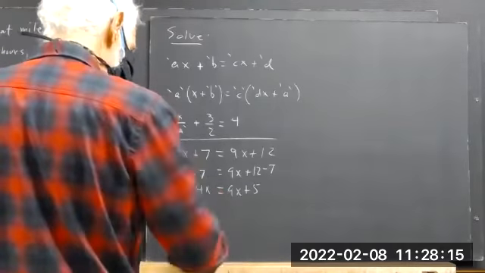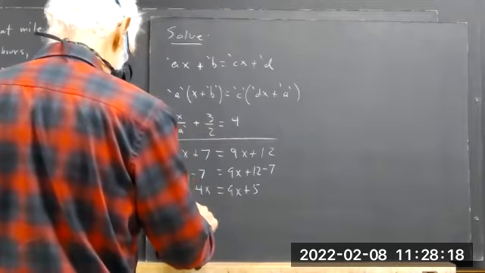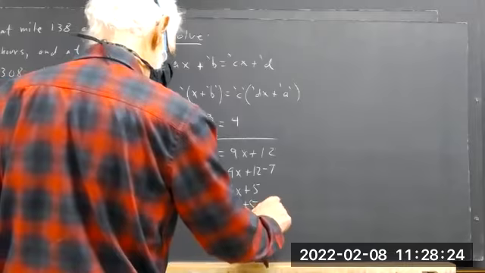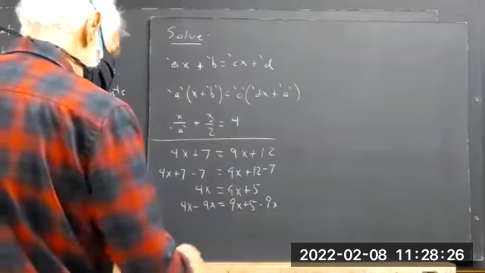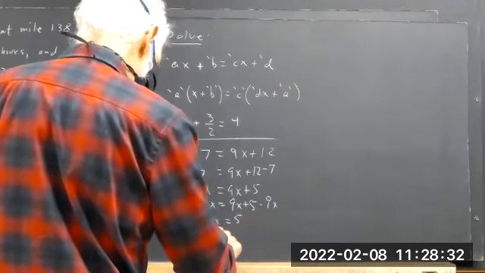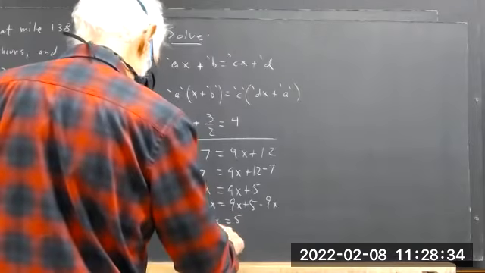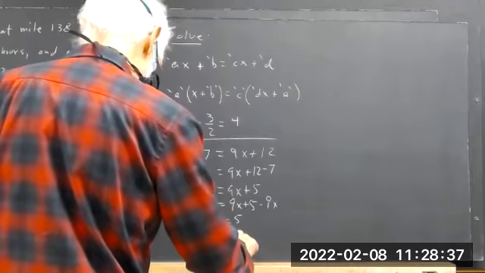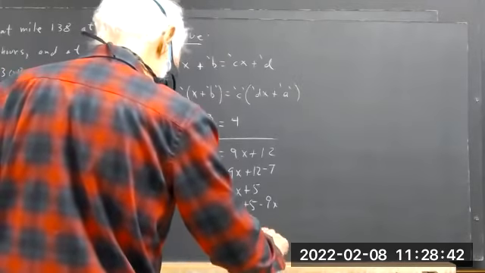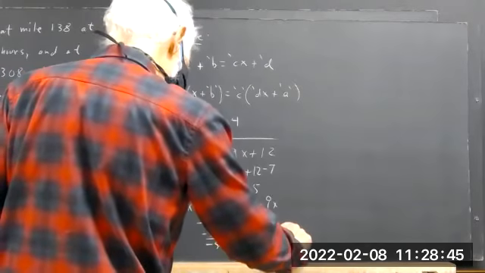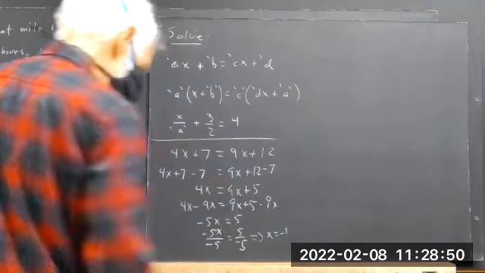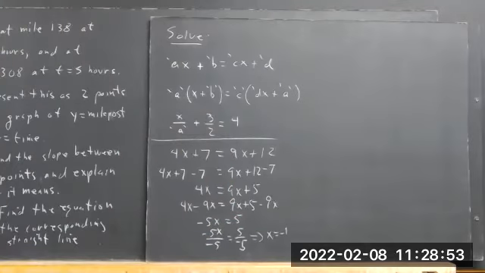Okay. So you've got 4x is 9x plus 5. Now you subtract the 9x from both sides, and you end up with negative 5x equals 5. So in this case, negative 5x over negative 5 equals 5 over negative 5. So x equals negative 1. That's 5x over negative 5. So x equals negative 1.